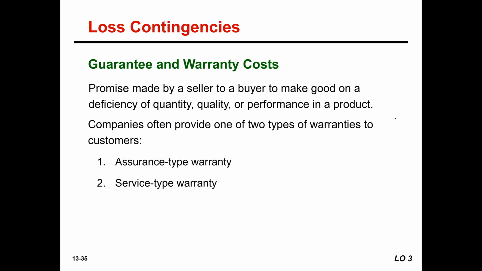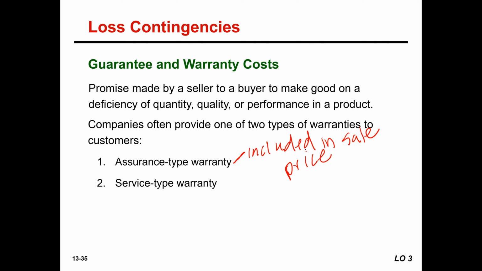Guarantee and warranty costs. So a promise made by the seller to a buyer to make good on a deficiency of quantity, quality, or performance in a product. So the difference between assurance type and service type. Assurance type, this is like the type of warranty included in the sale price. So, for example, you buy a new computer, they tell you that the computer comes with a 1-year warranty. That's an assurance type warranty.